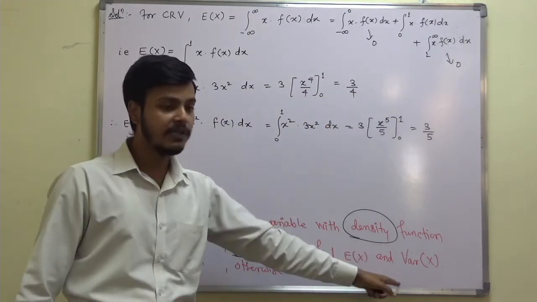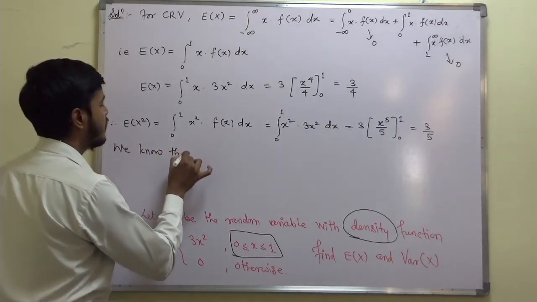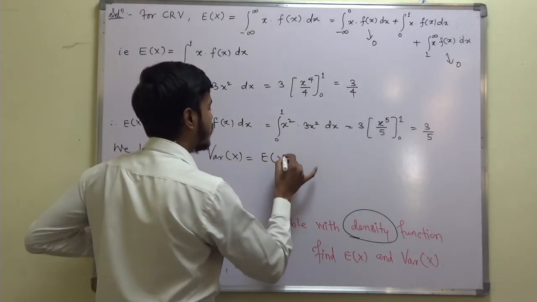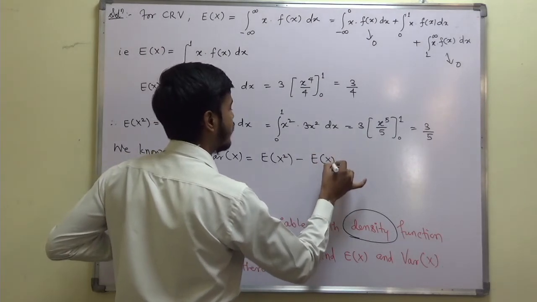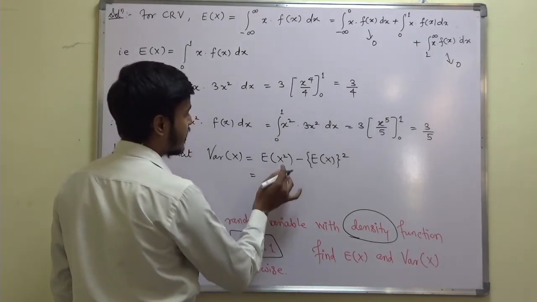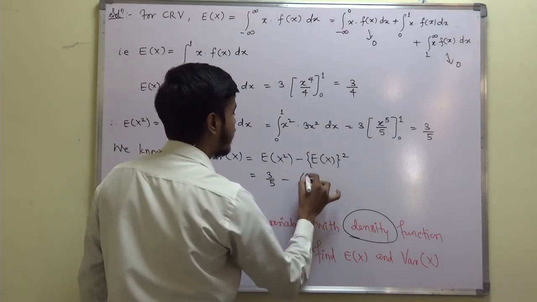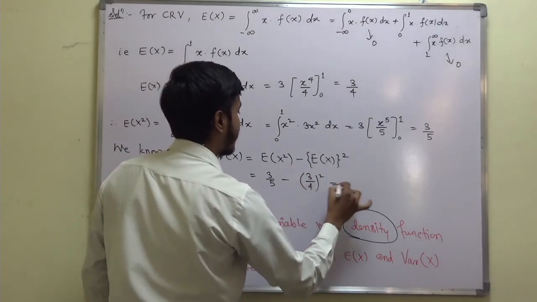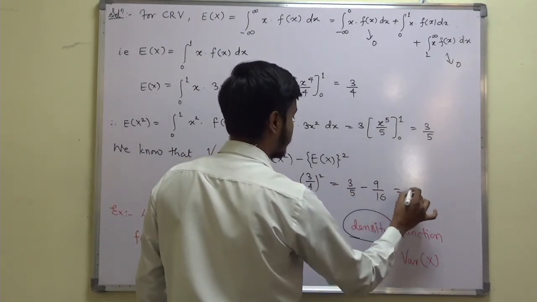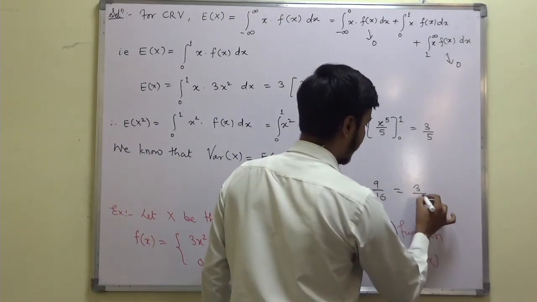Now you can easily find the variance. We know that variance of x is nothing but expectation of x square minus expectation of x whole square. That is the definition. What is expectation of x square? We just found that, it is 3 by 5 minus expectation of x, 3 by 4, whole square. So this comes out to be 3 by 5 minus 9 by 16. So this is 48 minus 45, so that is 3 by 80.